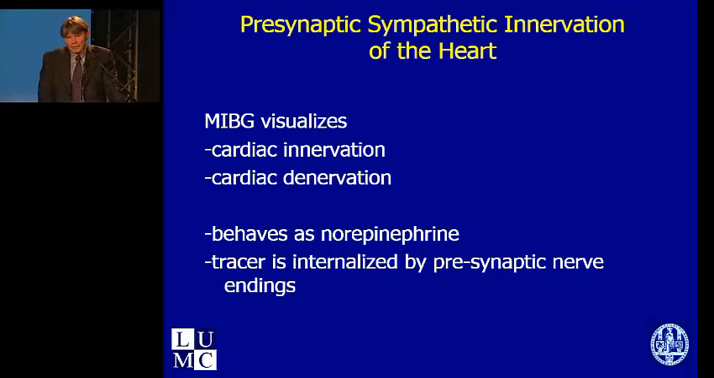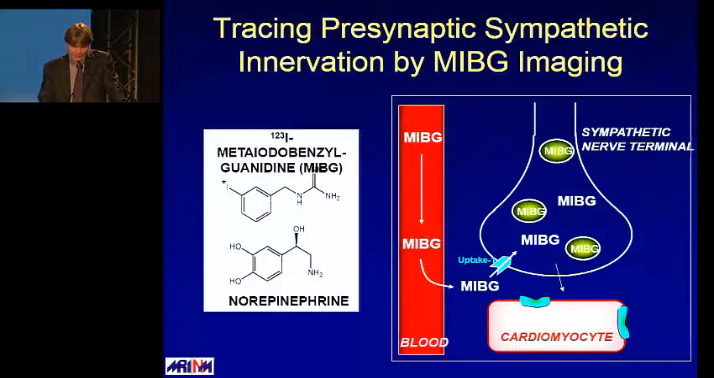The field is moving, and I think one of the interesting things in nuclear cardiology is the assessment of sympathetic innervation. This is not new. This was done by Doug Zipes many, many years ago, and he worked specifically on this topic of sympathetic innervation and sudden death. And one of the tracers that you can use is MIBG, which visualizes cardiac innervation and also cardiac denervation. It behaves as norepinephrine, and the tracer is internalized by presynaptic nerve endings.